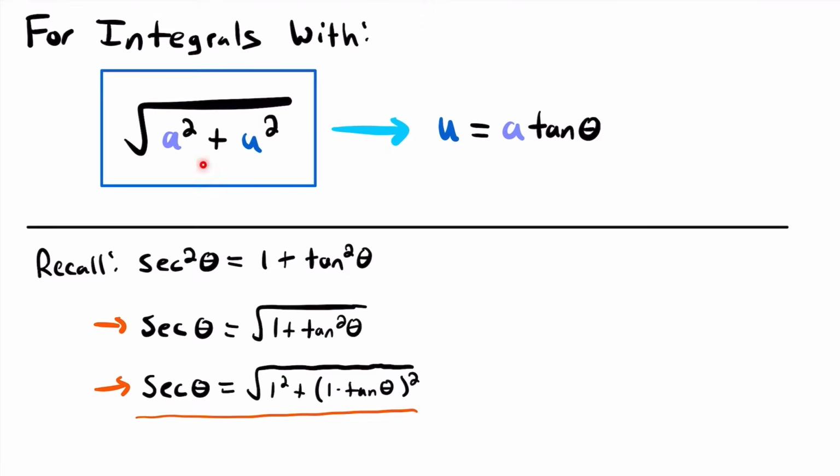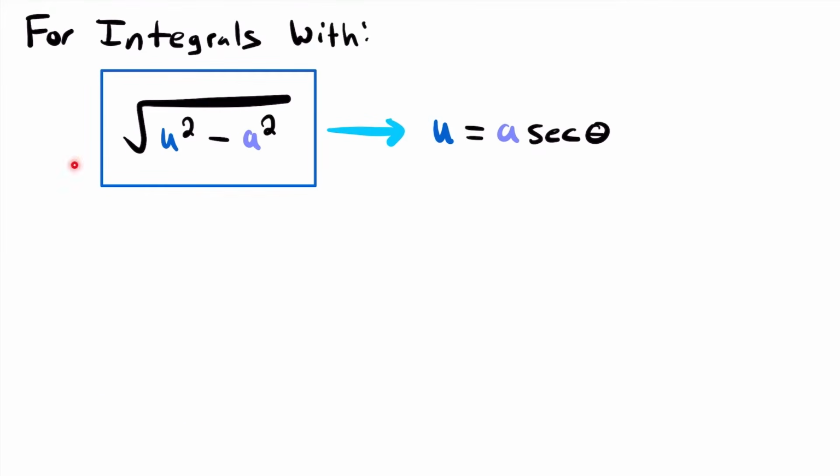If you see this form of a radical function within your integral, where you have a squared plus u squared, or it could also be u squared plus a squared, the order of addition doesn't matter, you want to set u equal to a times tangent theta. Then for our final form, if you see an integral with the square root of u squared minus a squared, you want to set u equal to a times secant theta. Now this is different than the first form we looked at, where we had a squared minus u squared. The constant came first. This one is u squared minus a squared, so this is a different form.